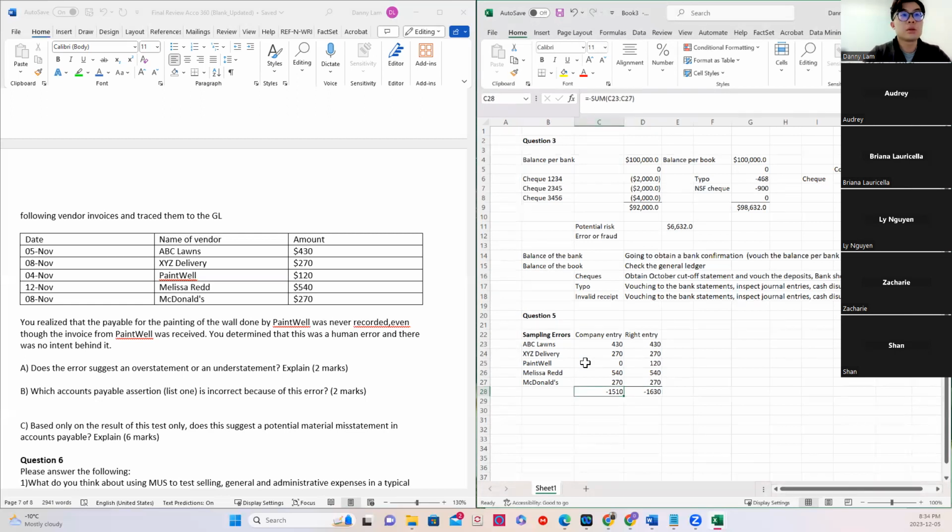They put 1510, and the right entry was 1630. Are they trying to overstate or understate the expense? They understated it. Understate, right? And that's what happens with expenses. They usually want to understate. And do you know why they want to understate expenses?